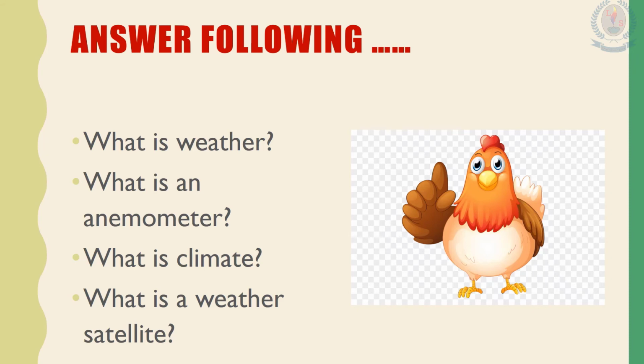What is weather? Weather is the condition of the atmosphere at a place over a very brief period. What is an anemometer? An anemometer measures wind speed. They are commonly used in weather stations. What is climate? The climate is the general weather condition of a place over a long period of time. What is a weather satellite? A weather satellite notes cloud patterns and movements of cloud and wind to forecast rain.